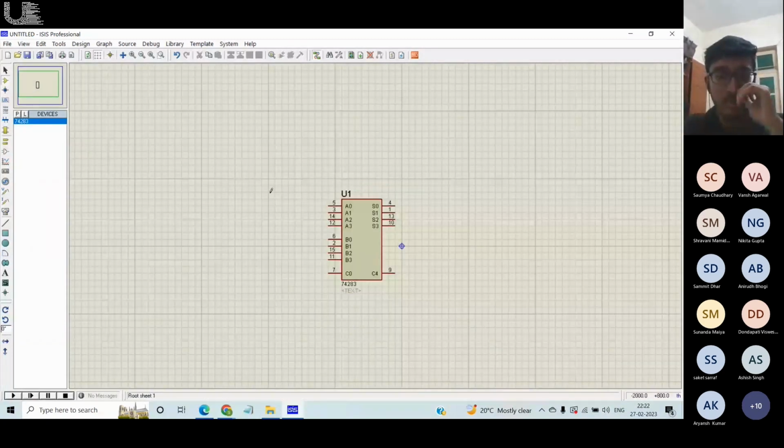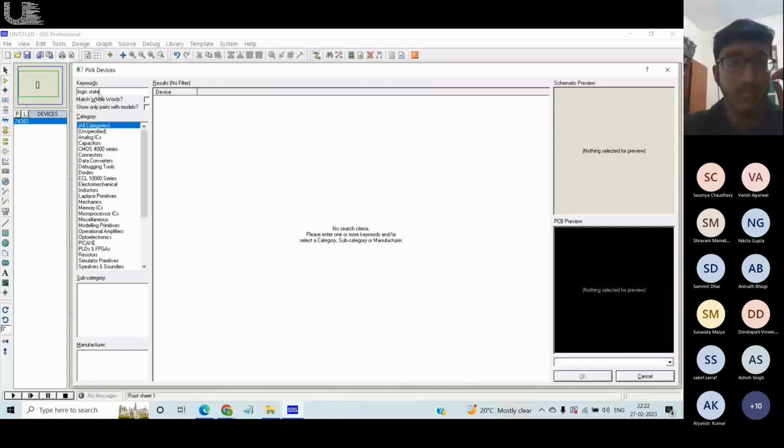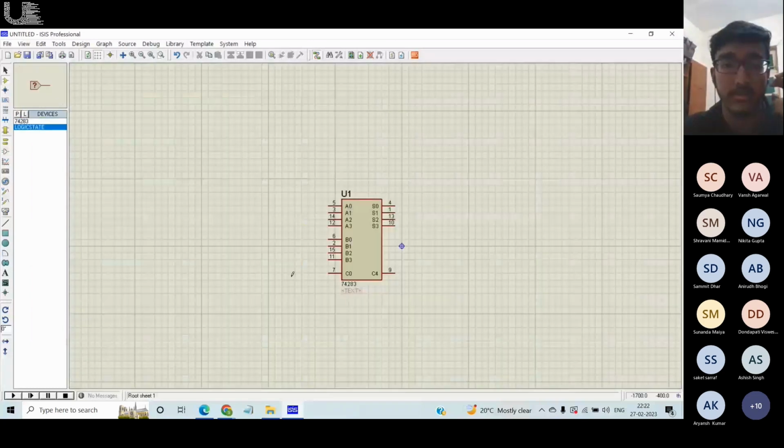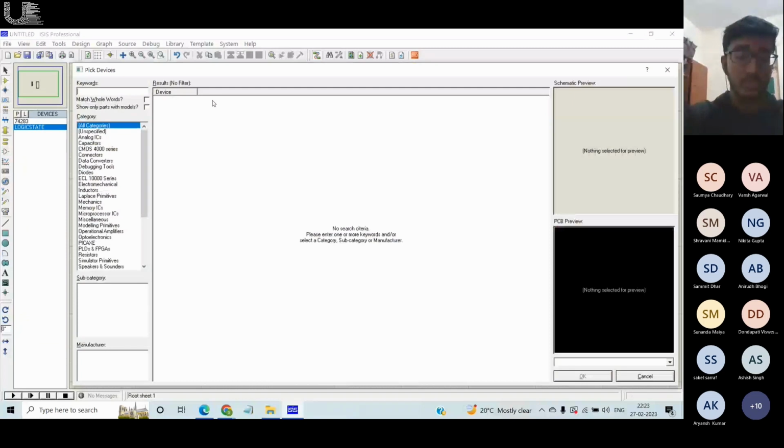Now, how do you put in those zeros and ones that I was showing you? Just pick again, go to type in logic state. So yeah, you see two things there. One is logic state. So first I click on that, and again I place it, and you can see I can place as many as I want. Now if I want to see the output, how do I see the output? I pick logic probe.